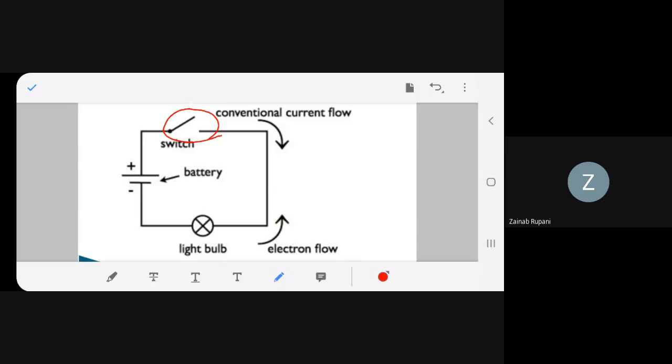This is the switch. Now this is open. You can see this is open. If it becomes like this, then it is closed. Now when it is open, the bulb will not glow. If it is closed, then it will start glowing. You understood? Have you understood?